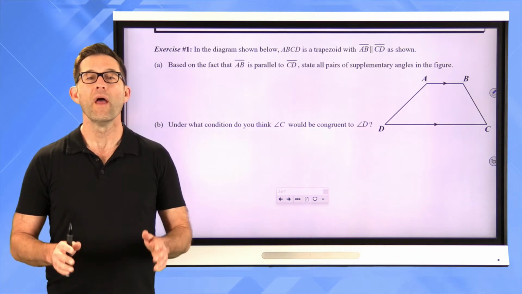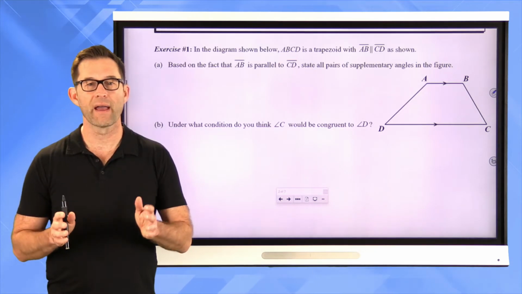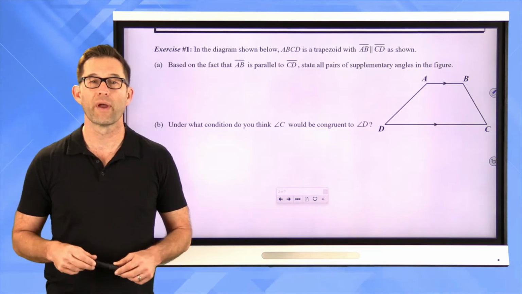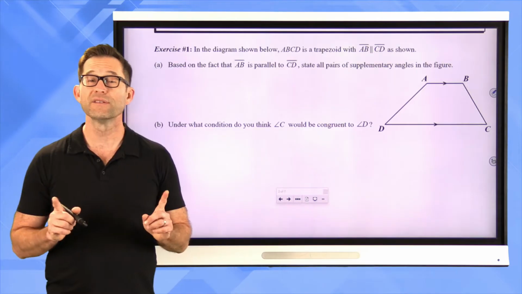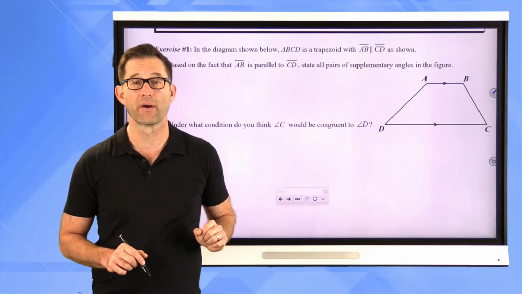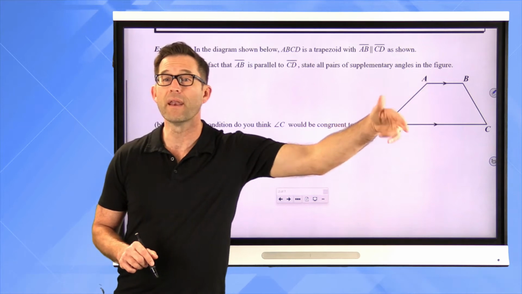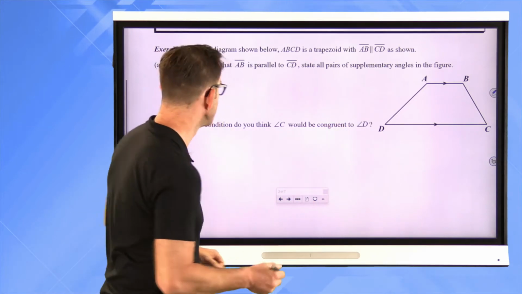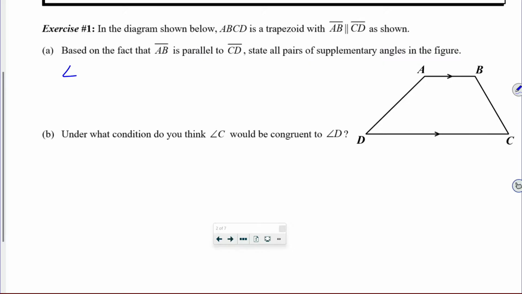All right, well, we know that same side interior angles will be supplementary when they're created by parallel lines. In this particular case, that's going to be angle D and angle A are supplementary to each other, and angle B and angle C are supplementary to each other. So angle A and angle D, angle B and angle C.